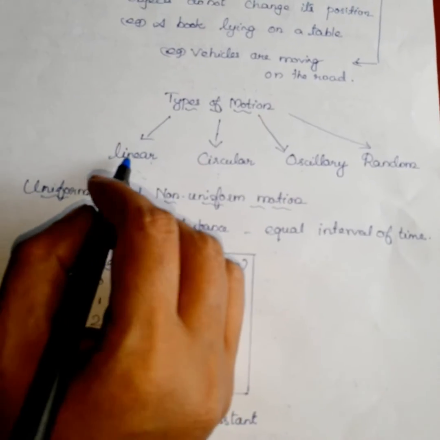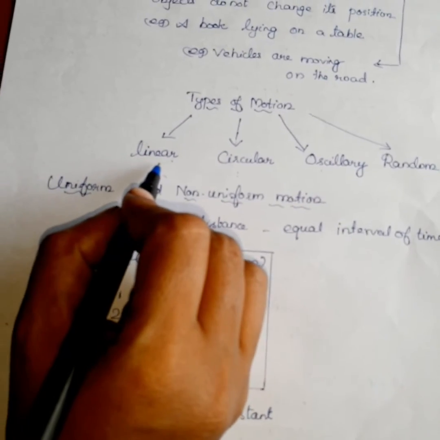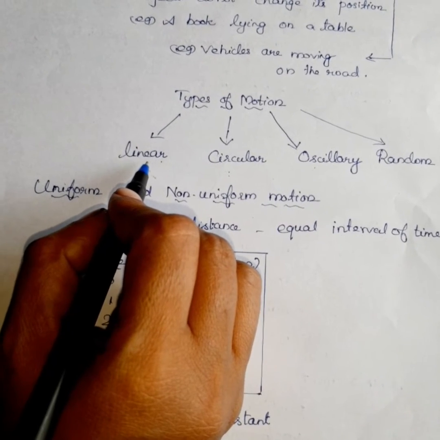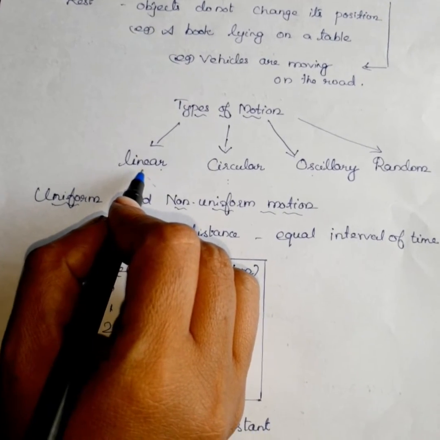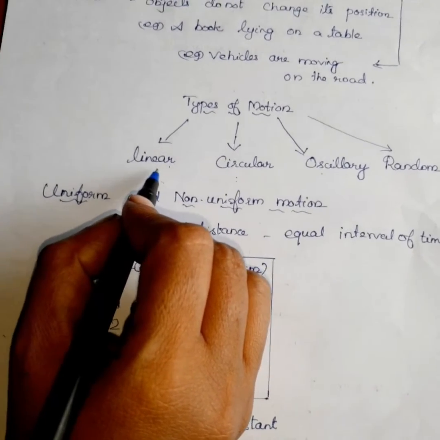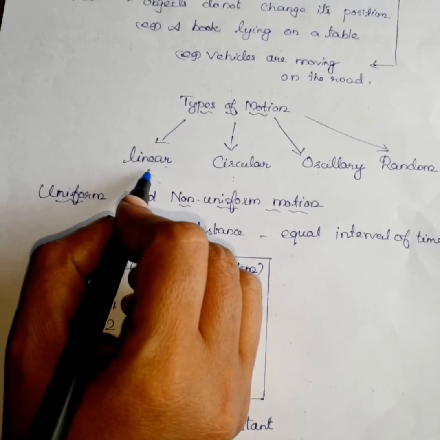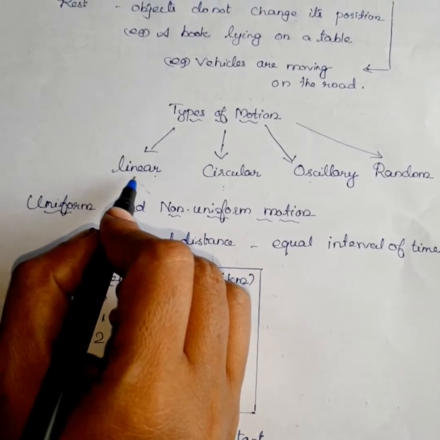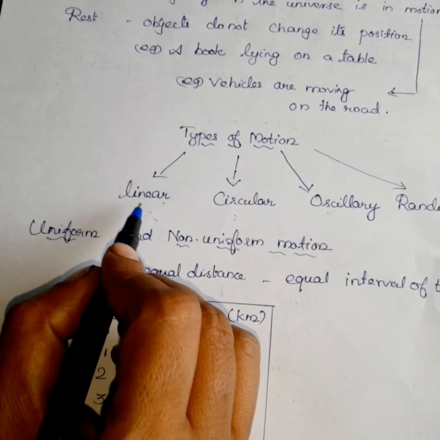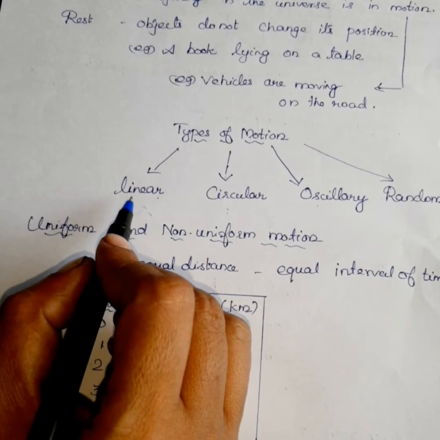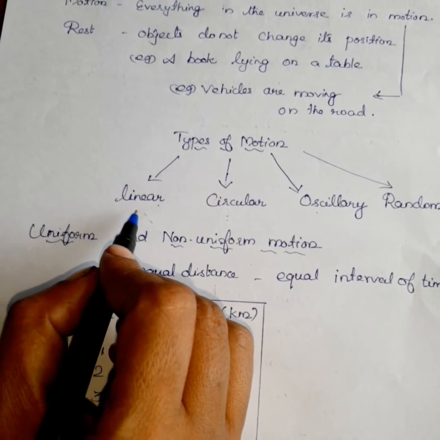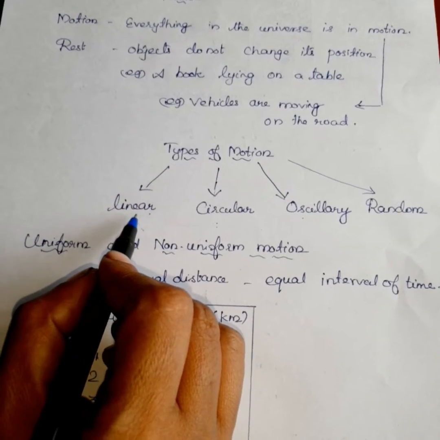What is linear motion? Motion along a straight line is called linear motion. Examples: vehicles moving along a straight road and trains moving along a straight track. These are examples of linear motion.